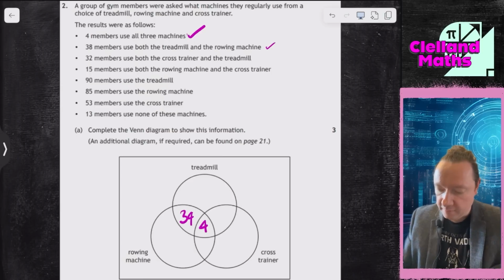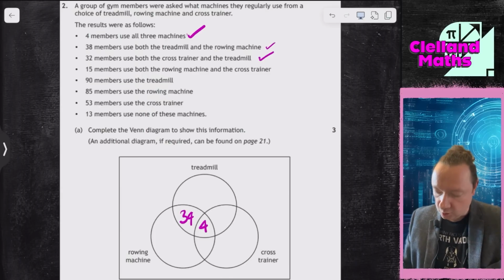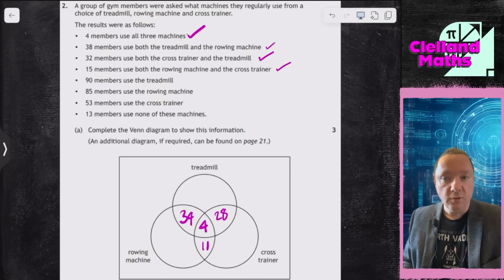left over. 32 use cross trainer and treadmill. So again, cross trainer and treadmill has to add up to 32, but I've already got 4, so that leaves 28 left over. And then 15 use rowing machine and cross trainer. At the bottom, the intersection of that is 15, but take away 4, so I get 11 in this box. So there's my boxes filled in for that.